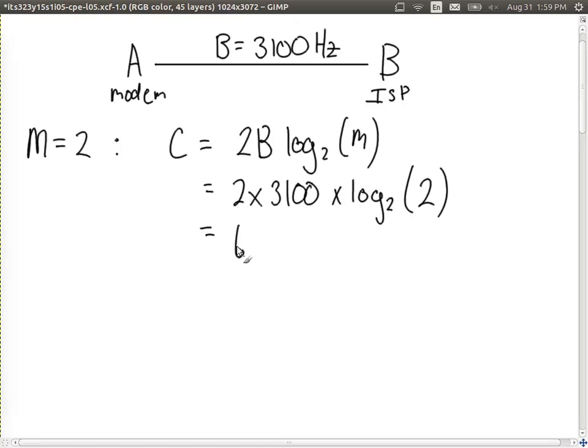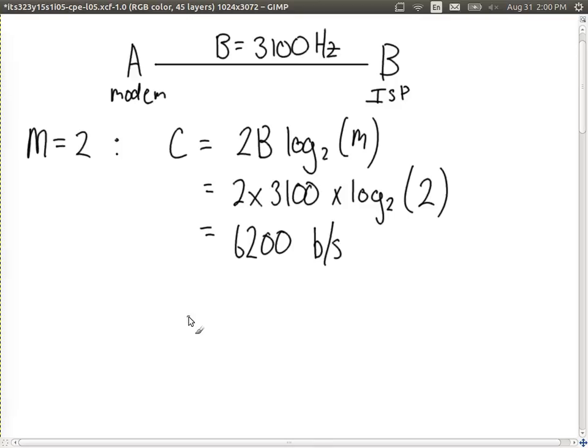2 times 3,100, 6,200. Log base 2 of 2 is, everyone remember your logarithms? 2 to the power of something equals 2. 1. So it just becomes 6,200 bits per second. Bandwidth is measured in cycles per second or hertz. Here we get bits per second, capacity or data rate. So that's just an application of the Nyquist capacity equation.